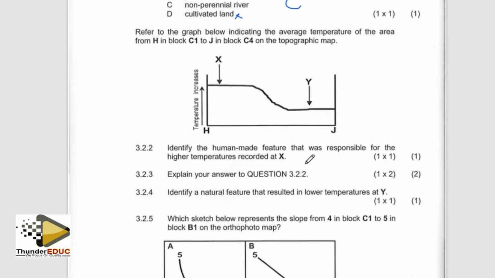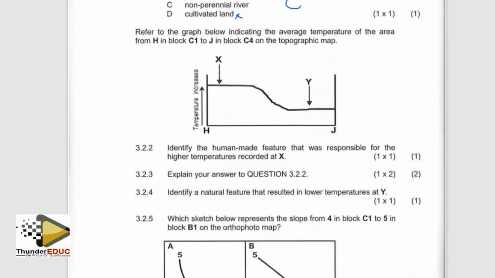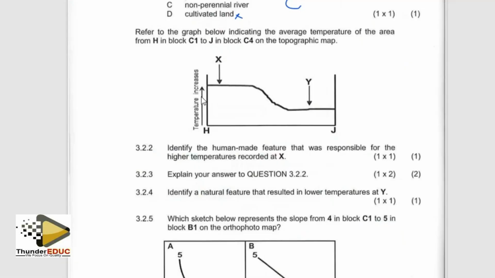Okay, so let's see the question. What do they say? Identify the human activity or the human feature that was responsible for the higher temperatures recorded at X. Here we go to X. And according to the map, X is H. So H is here. Why do we have higher temperatures here? We have higher temperatures because that area is a built-up area. Or we can say urban area. Okay. Explain your answer.